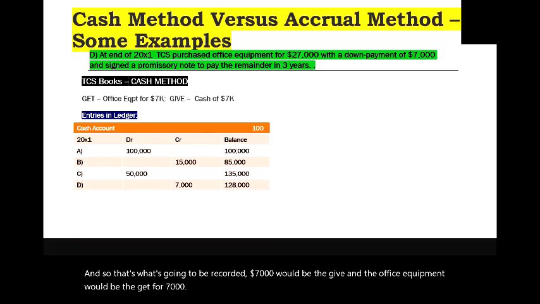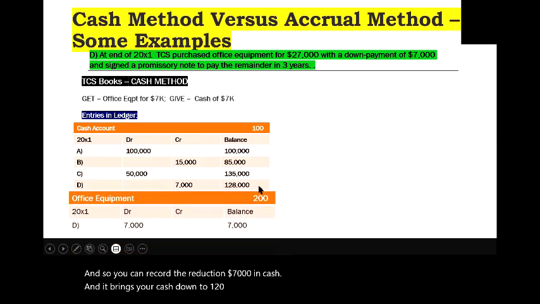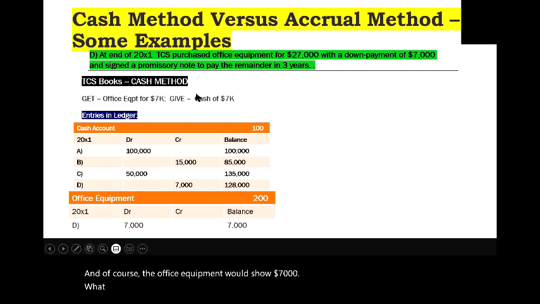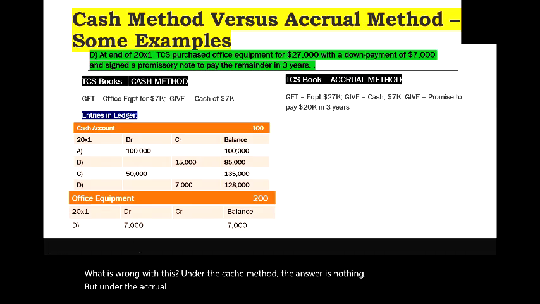And so you can record the reduction, $7,000 in cash, and it brings your cash down to 128. And of course, the office equipment would show $7,000. What is wrong with this? Well, under the cash method, the answer is nothing. But under the accrual method, the picture is viewed differently.